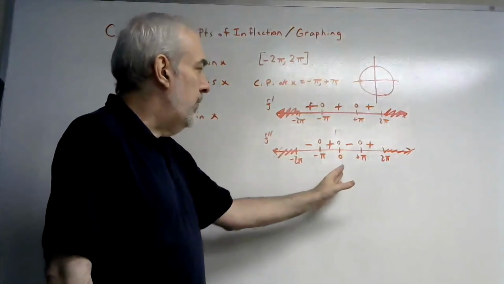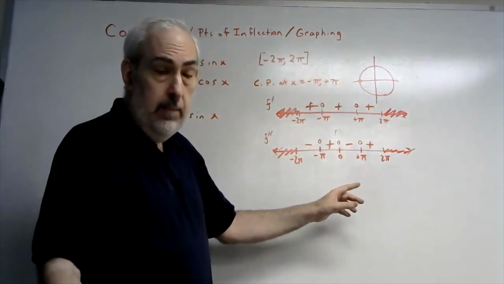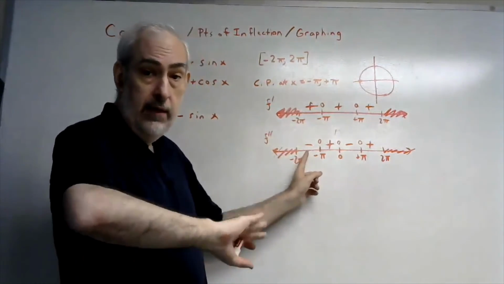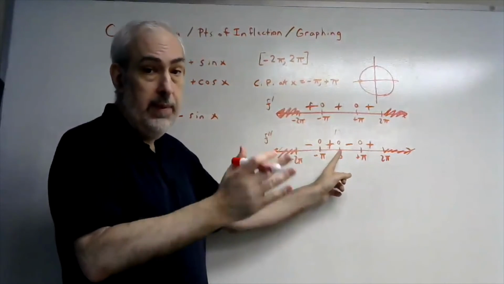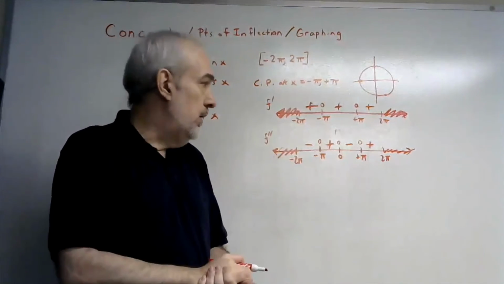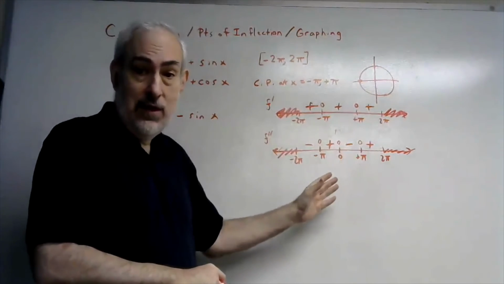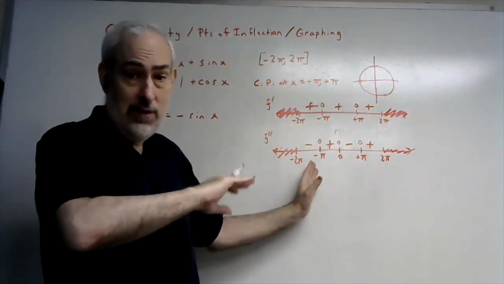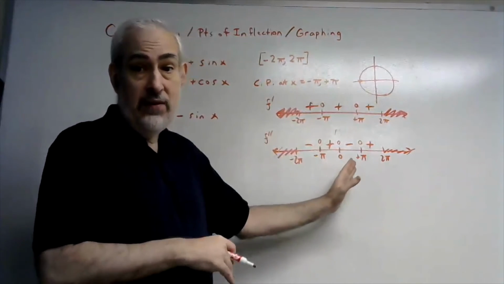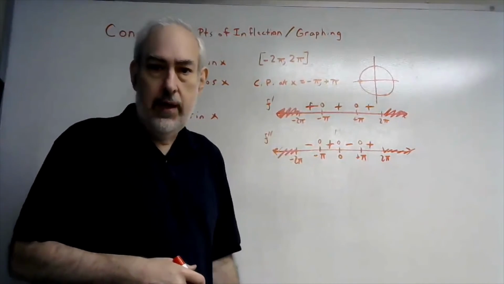That's going to make all 3 of these points points of inflection because the concavity is changing from concave down to concave up or concave up to concave down. And either way is a point of inflection. Okay, so we have tons of points of inflection and tons of different concavities. First it's concave down, then it's concave up, then it's concave down, then it's concave up.